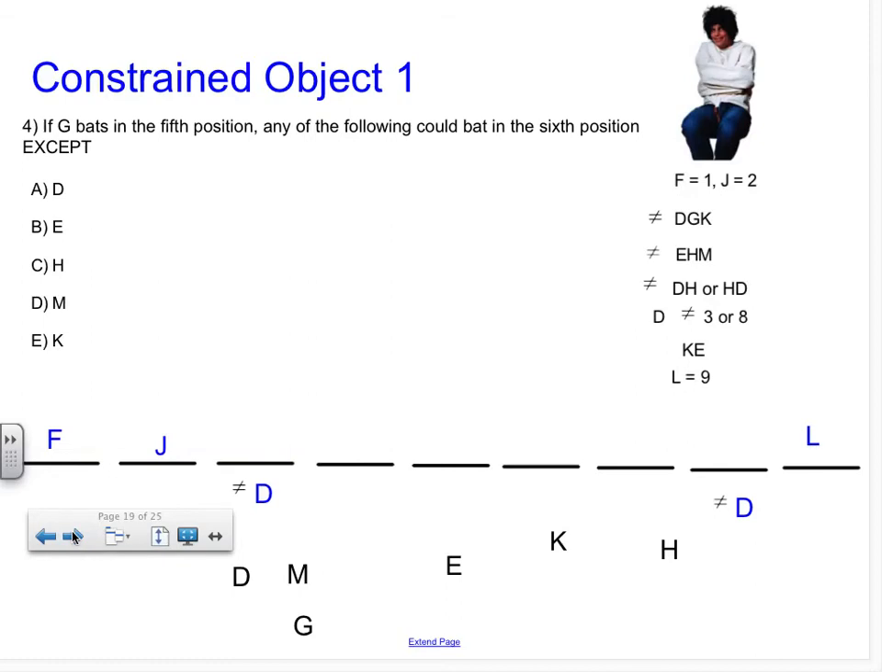We will continue. Let's read the following question together. If G bats in the 5th position, any one of the following could bat in the 6th position, except. So this is a slightly different nuance from must. This is they could bat. They don't have to, but they could. So let's put G in its 5th position. This will be our constraint object. We won't be moving it for the remainder of the question.